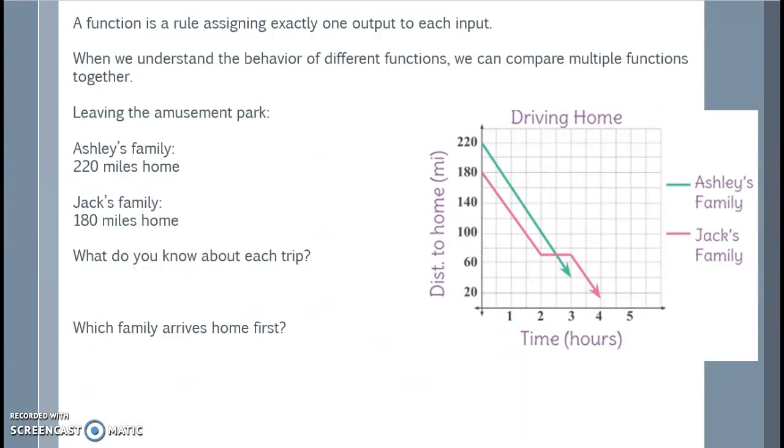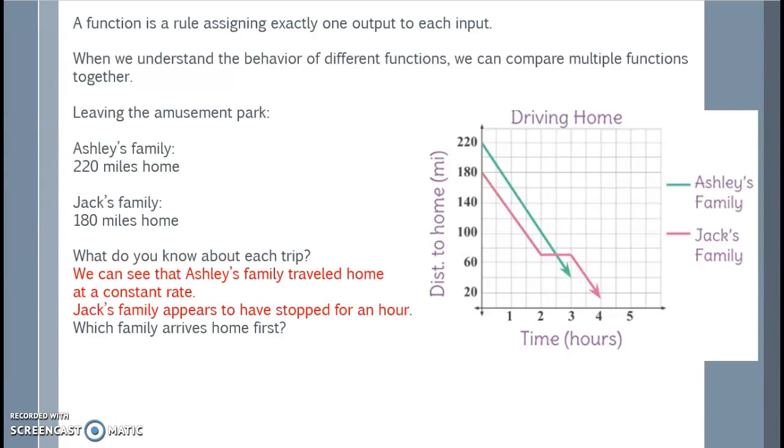Let's say two families are leaving the amusement park. Ashley's family has to go 220 miles to home, and Jack's family has to go 180 miles to home. On the right is a function of their time and the distance they travel. What do we know about each trip and which family arrives home first? We can see that Ashley's family, the teal line, traveled home at a constant rate. It also appears that although Jack's family started out at a constant rate, they must have stopped for an hour or so before they began their travels again.